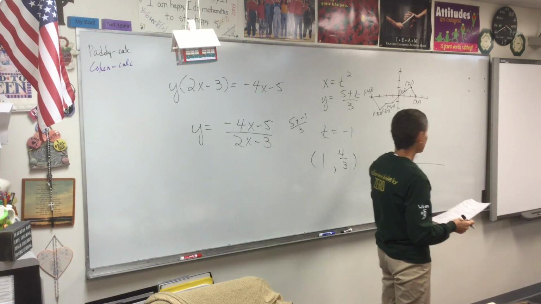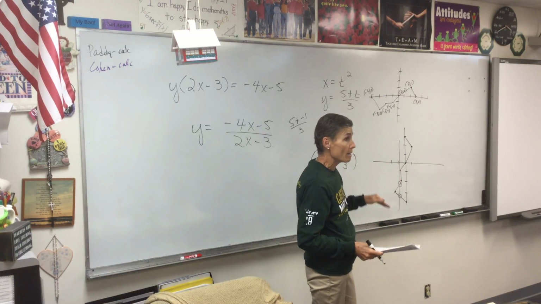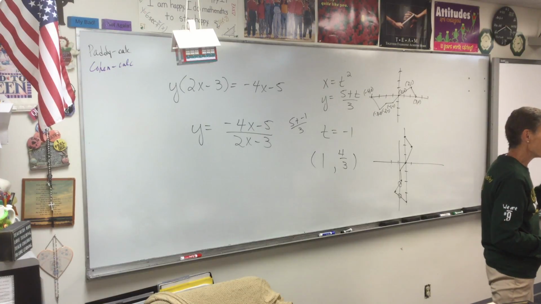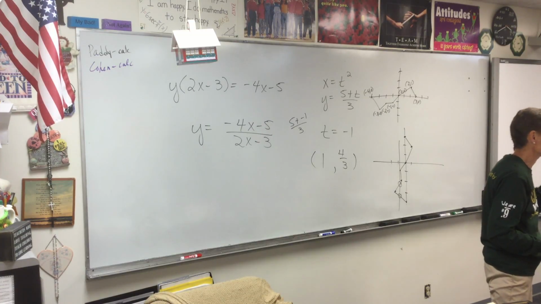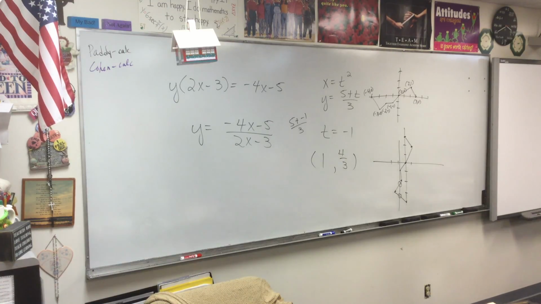D. So is this a one-to-one function? No, because to be one-to-one, both of them have to be functions. One-to-one: no x's repeat, no y's repeat. So the answer to D is no, because the inverse isn't a function. To be one-to-one, they both have to be functions. Got it?